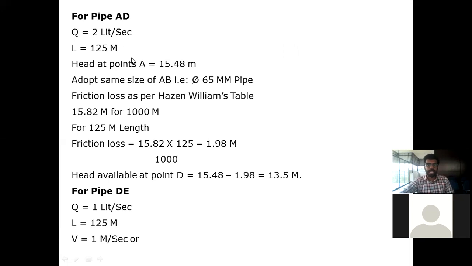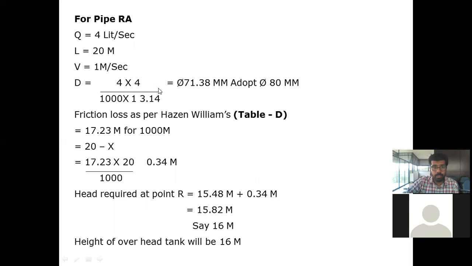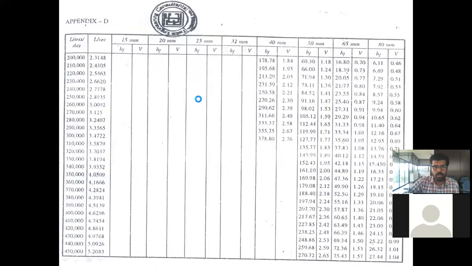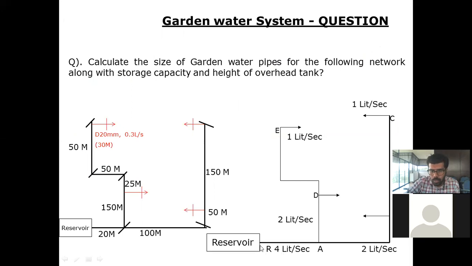Now for pipe AD, the diameter and all those things we are going to find out. But before that, we have to see RA also, right? What is that RA? This one. This is R, this is A. So we have found out DC, we have found out AD. Now we are going to find out RA.